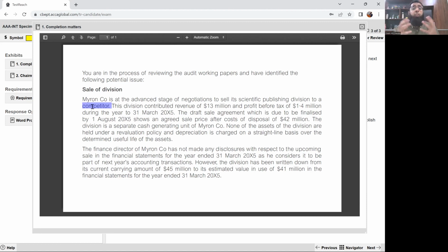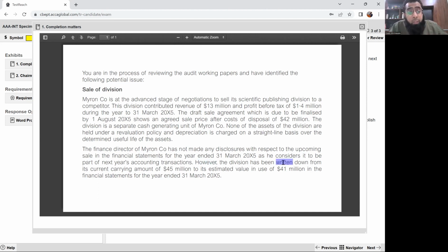Okay. So what you need to understand is that if the conditions of IFRS 5 held for sale are satisfied, we need to make an adjustment, despite that the transaction will happen in the next year. Because the name of the standard is held for sale. It is not actually sold. It is held for sale. So if at the year end it is held for sale, we have to make the adjustment.